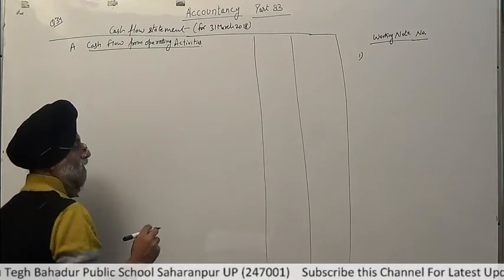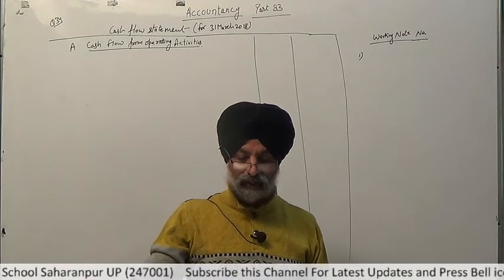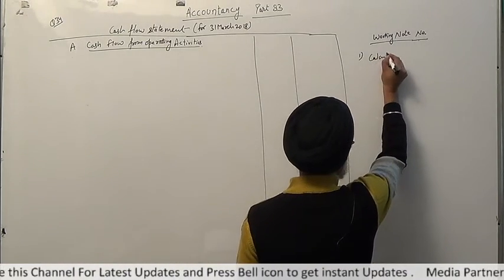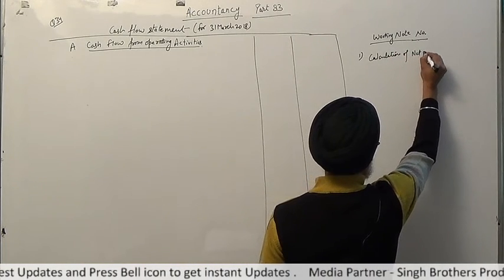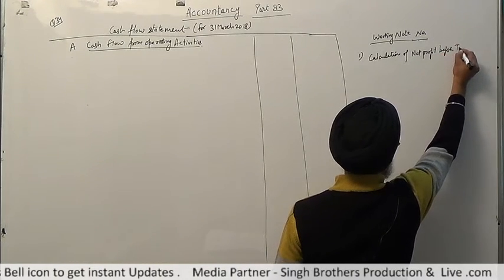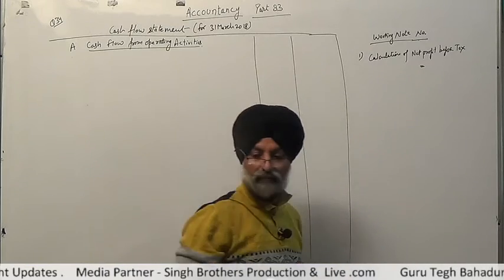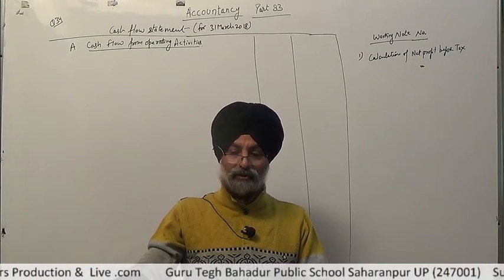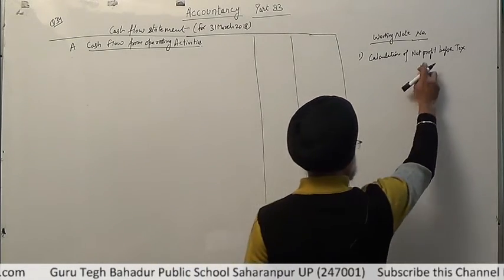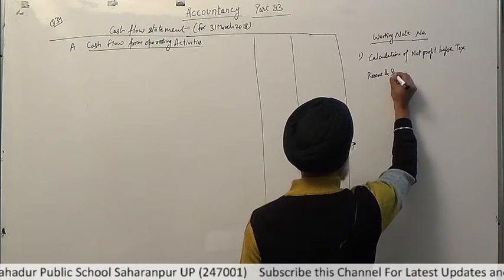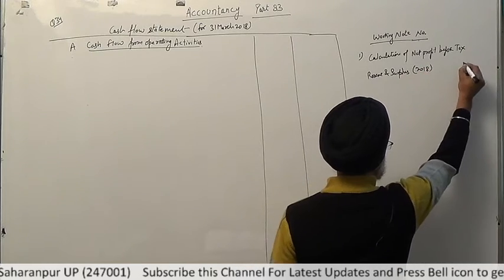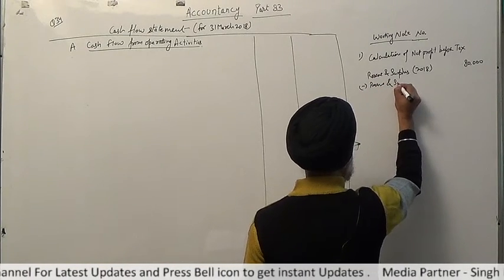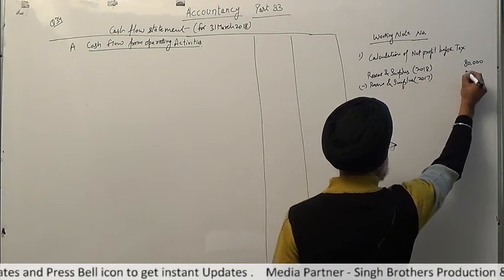In this, first of all you have to take, as we did before, net profit before tax. And for this net profit before tax we have to make a working note, which is the calculation of net profit before tax. For this, reserve and surplus for the current year, 31st March 2018, is 80,000 in the balance sheet, and reserve and surplus for the last year, 31st March 2017, is given as 30,000.